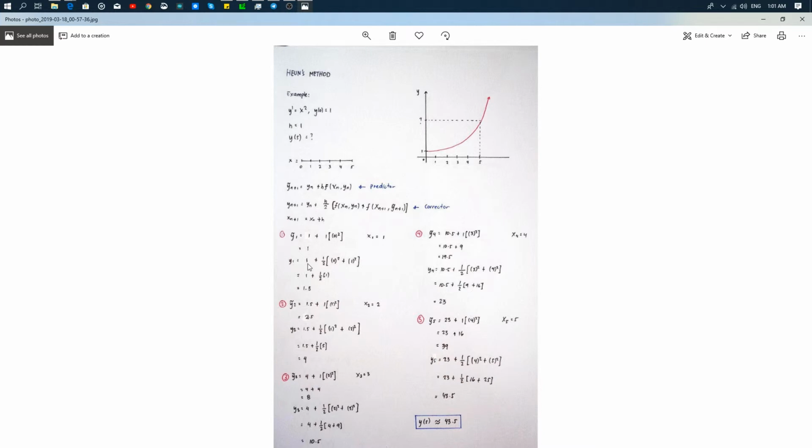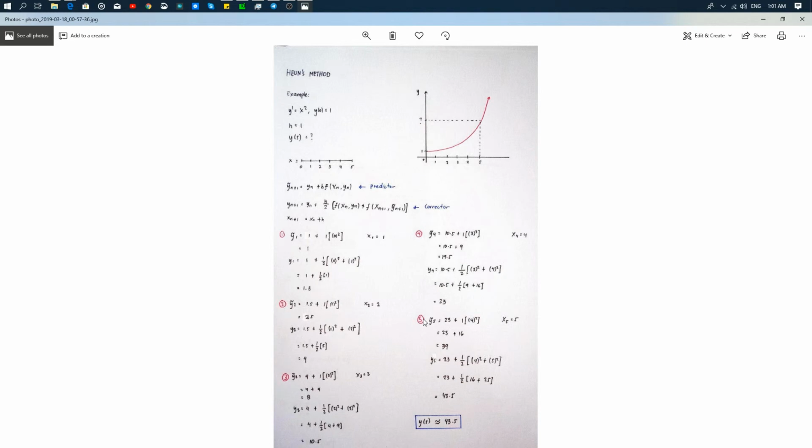So 1 plus 1 half times 0 squared plus 1 squared. So here we have f of x sub n and y sub n plus f of x sub n plus 1 and the predictor y sub n plus 1 here. So deriving it, we have this value 1 plus 1 half times 1 is equal to 1.5. Repeating those steps across step 2, step 3, step 4, step 5.